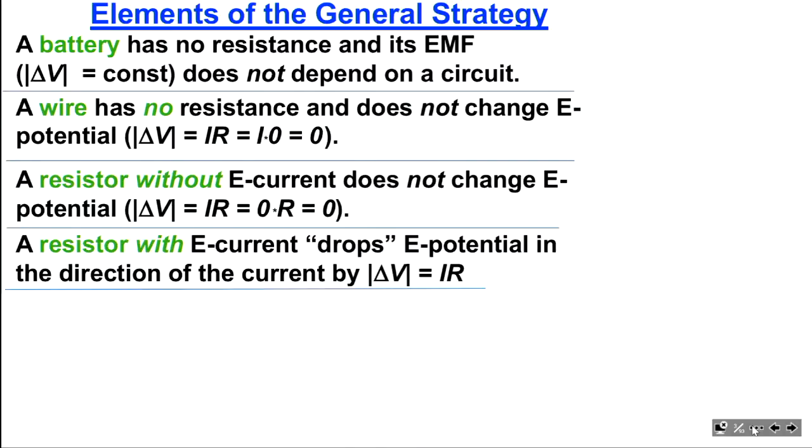And we have several simple cases to keep in mind. First of all, the battery. No matter what we have connected to the battery, a simple circuit or a very complicated circuit, that doesn't matter. The battery is just a source of a fixed voltage, and it doesn't affect the circuit any other way. It has no resistance.